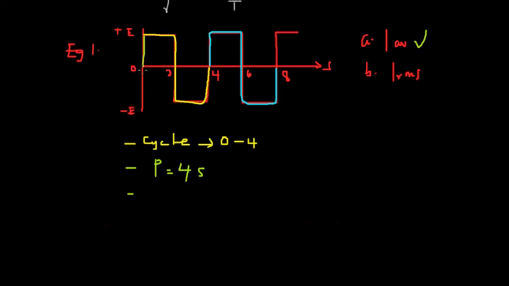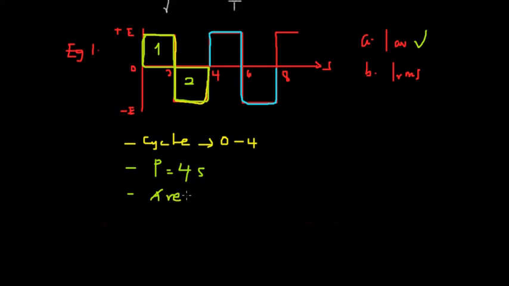So we know that the cycle is from 0 to this point, and then it crosses to the other point. So it means that you find the area for this half cycle, and then you add it to this half cycle. So we are finding the area for 1 and then the area for 2.